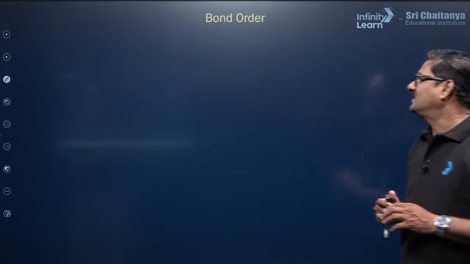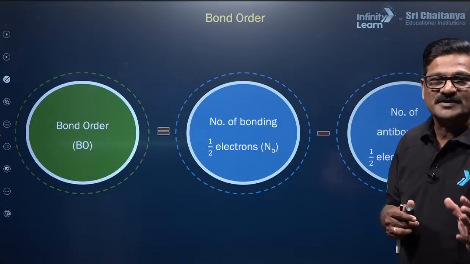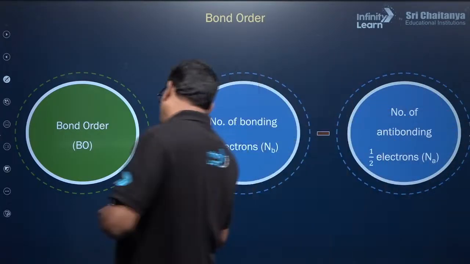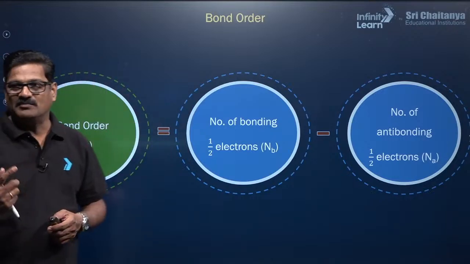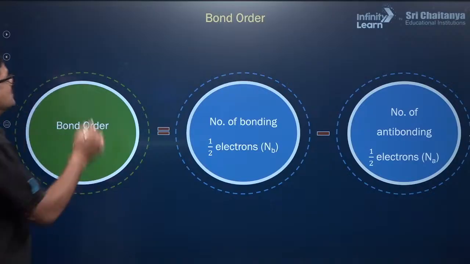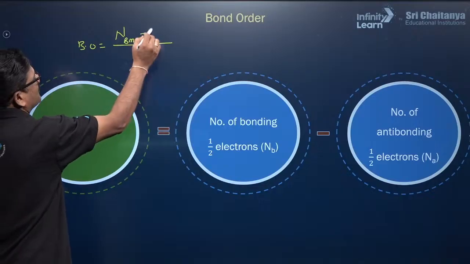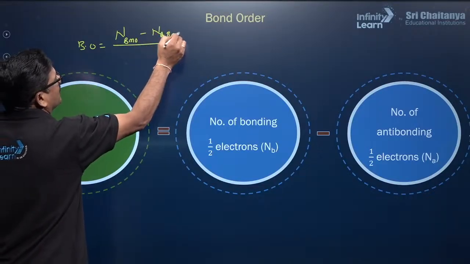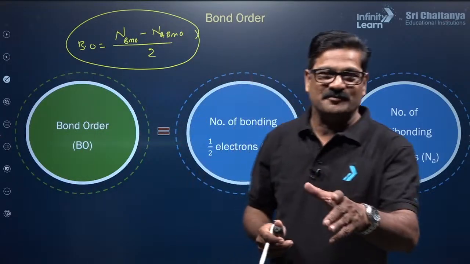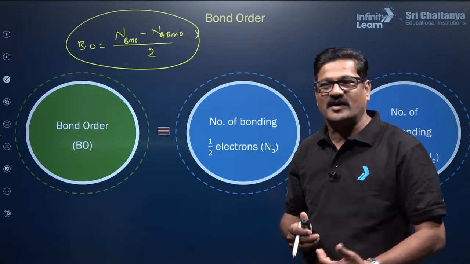And bond order. The bond order is the number of bonds between 2 atoms. I mean to say, it is the number of electrons in the bonding molecular orbitals minus the number of electrons in the anti-bonding molecular orbitals, divided by 2. If bond order is 0, such a bond never exists. If bond order is 1, a single bond exists. Bond order 2, a double bond exists. Bond order 3, a triple bond exists, right?